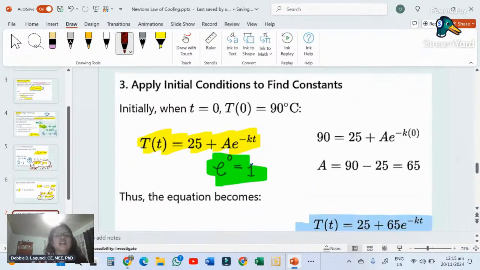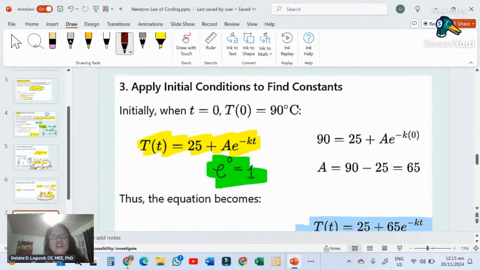All right, for the next slide. Now we're going to apply the initial conditions in the problem. When time is zero, the small t is the time, and the big T is the temperature. So when time is zero, it did not drop yet, nothing has been done, then T0 is equal to 90 degrees Celsius. What does it mean? That is the beginning condition of the coffee. So when the coffee was served, the coffee is at 90 degrees Celsius. It means time has not started yet for it to cool down.